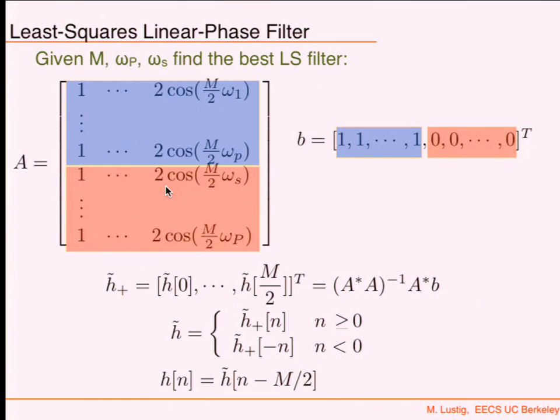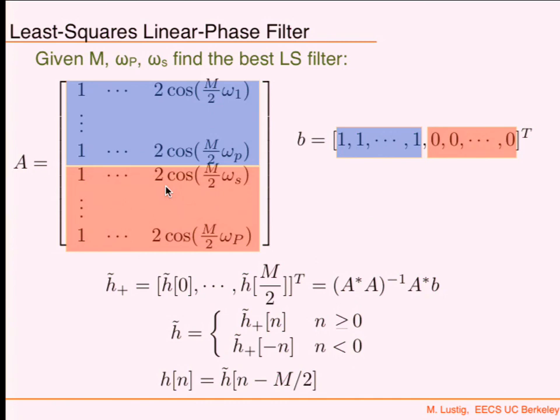And now if I want to find the full filter, all I need to do is, for n greater than 0, I get this positive half. For n equals 0, I just mirror it. And now I got myself a symmetric filter, which is beautiful, which gives me the optimal solution for this problem. Cool, right? Done. Now you know how to design a least square optimal filter.